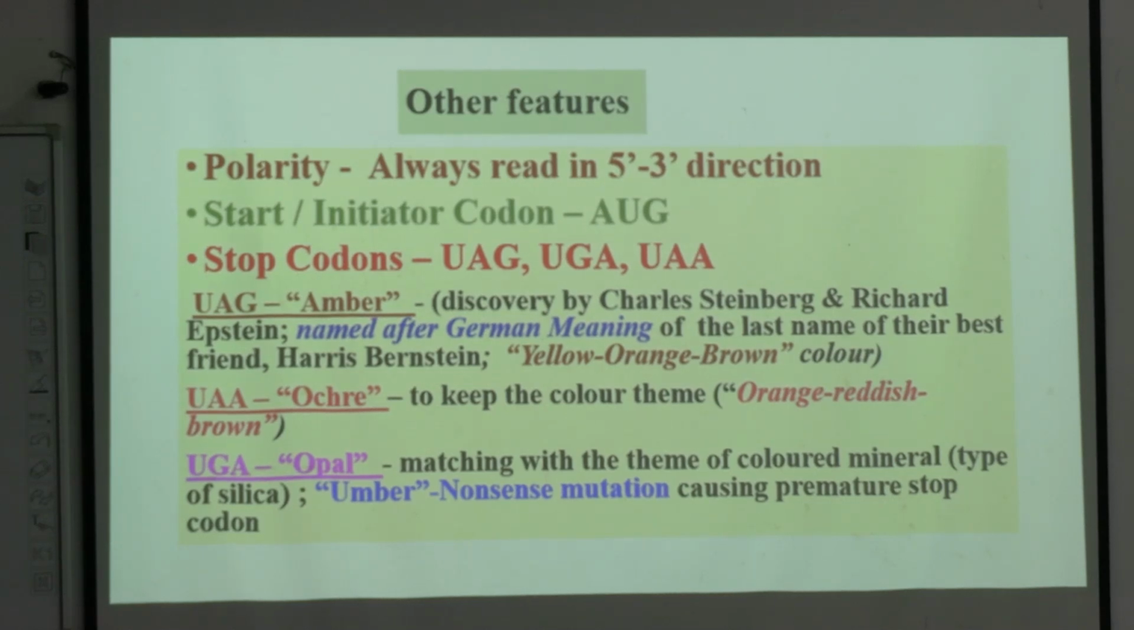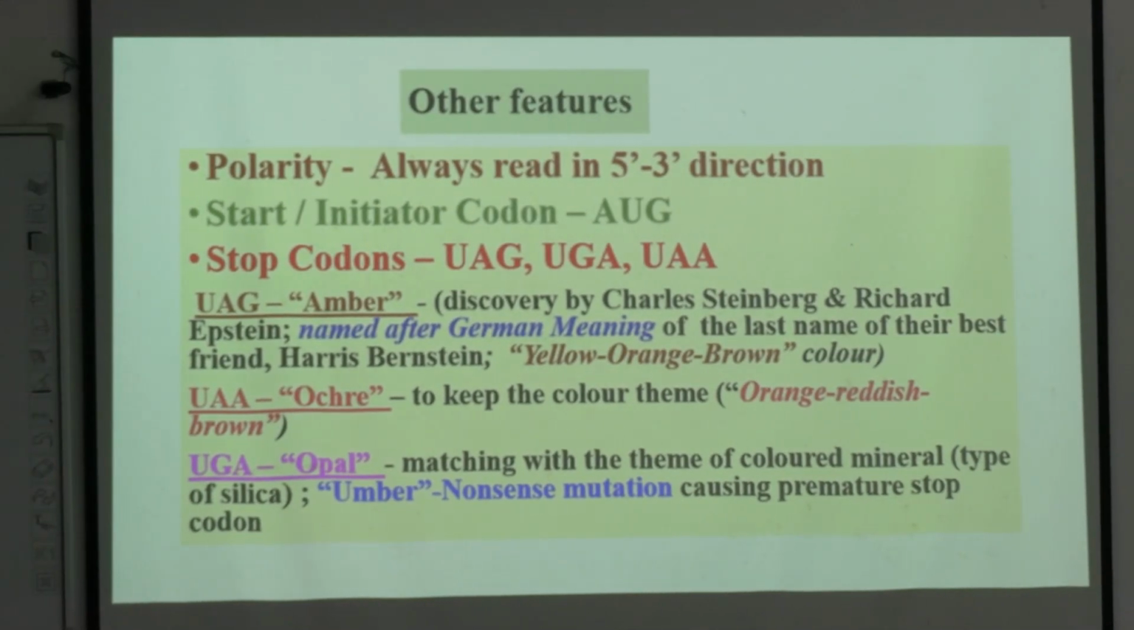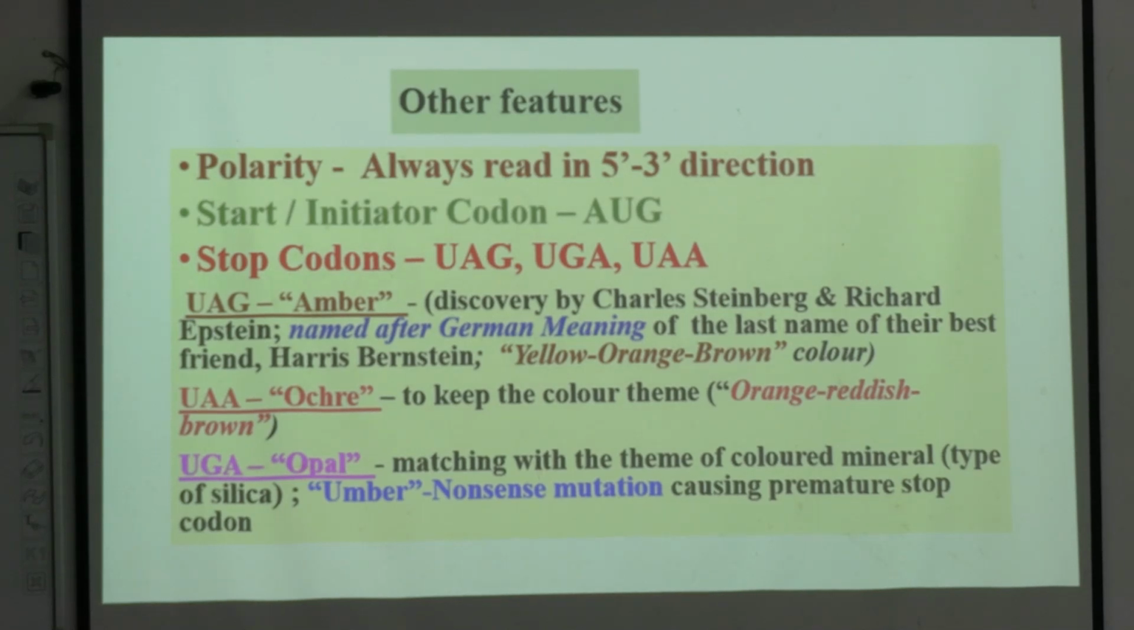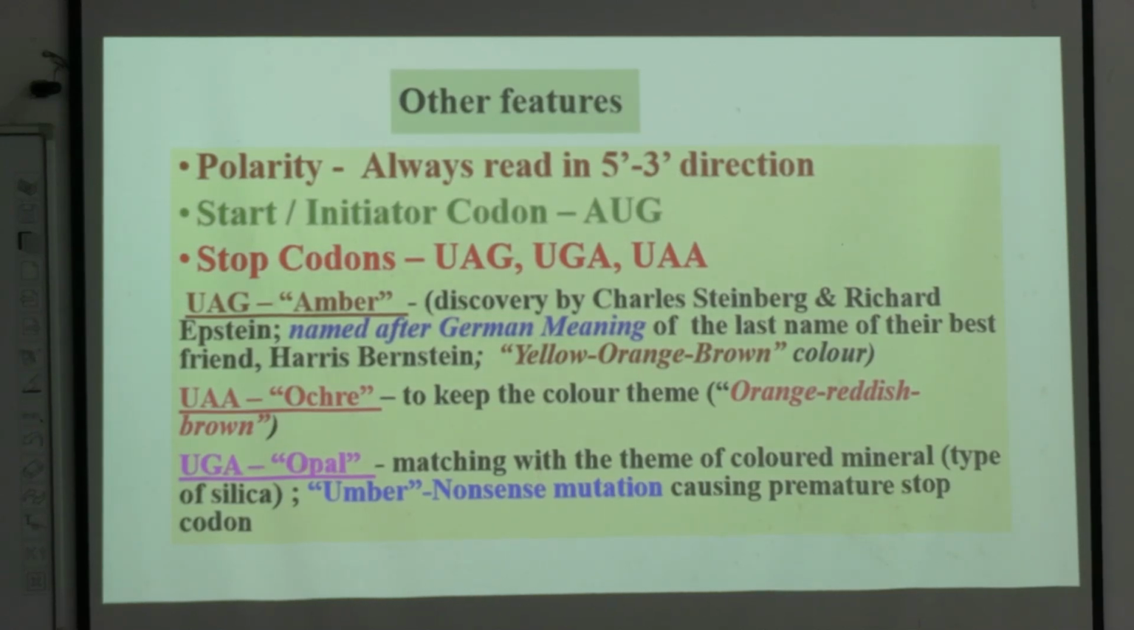In many books, these are written as amber, ochre and opal. They tried to find out why they have been named so. It was not during our time. I found that this UAG codon as a stop codon was discovered by Charles Steinberg and Richard Epstein, and they named it peculiarly after the name of the train, and it was the German meaning of that name of his train. So that is the reason it is called amber, and UAA called ochre because it is the same color thing they have made, and UGA opal, again the same color thing, mineral color they have made.